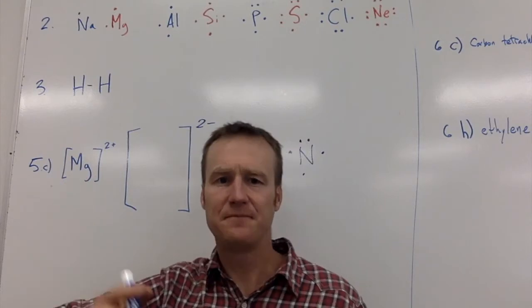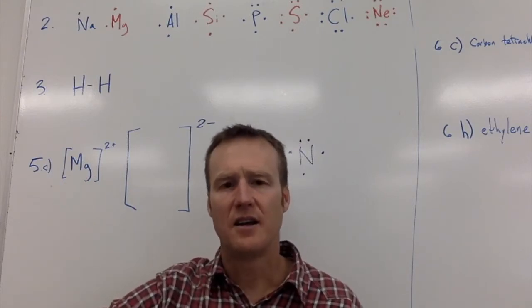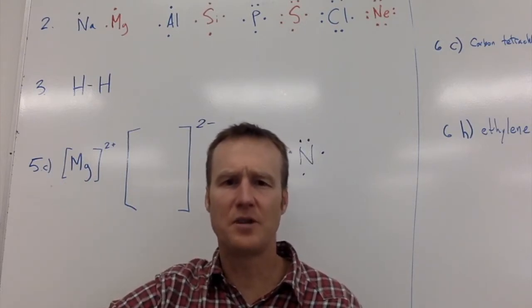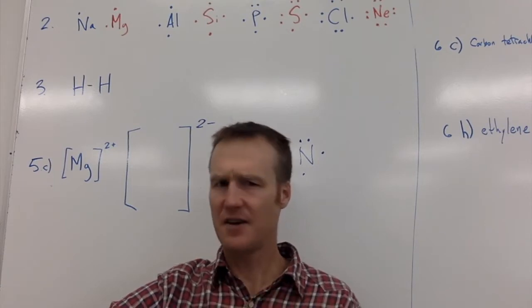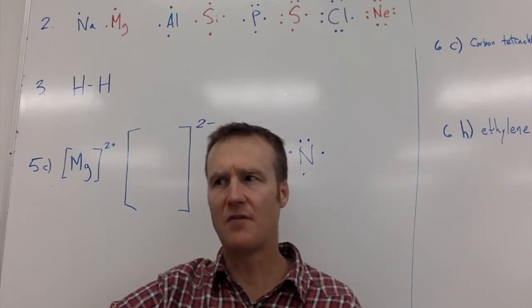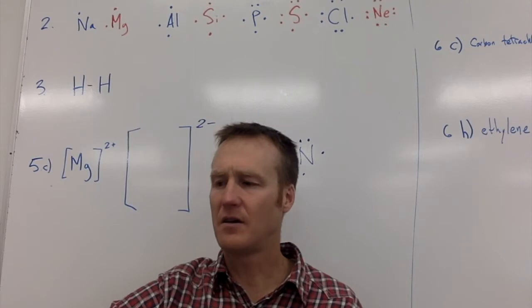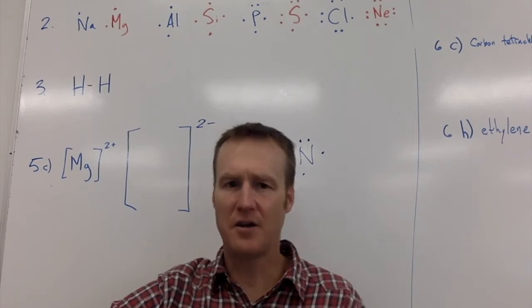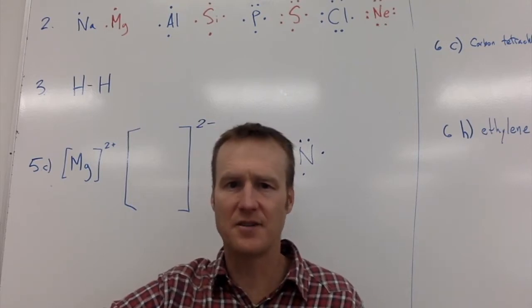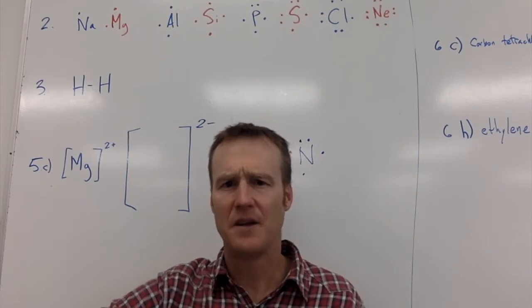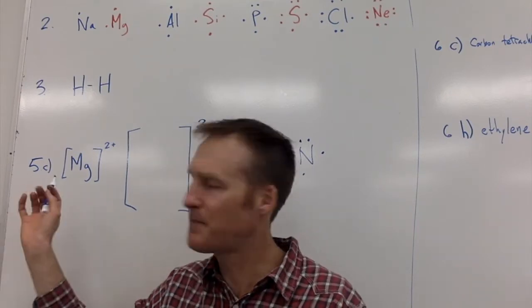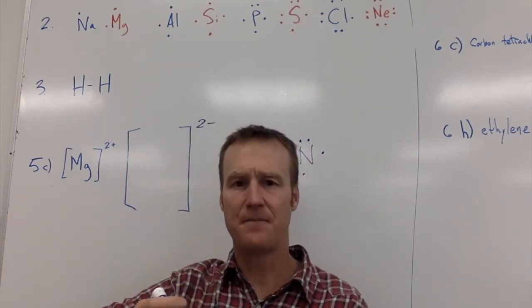Question 5C was a little more difficult. 5C and D are a bit more difficult. This is because you're dealing with Lewis structures of polyatomic ions, right? Ionic compounds with polyatomic ions. That makes things a bit more challenging. Let's start with the easy part. The easy part is the magnesium ion.